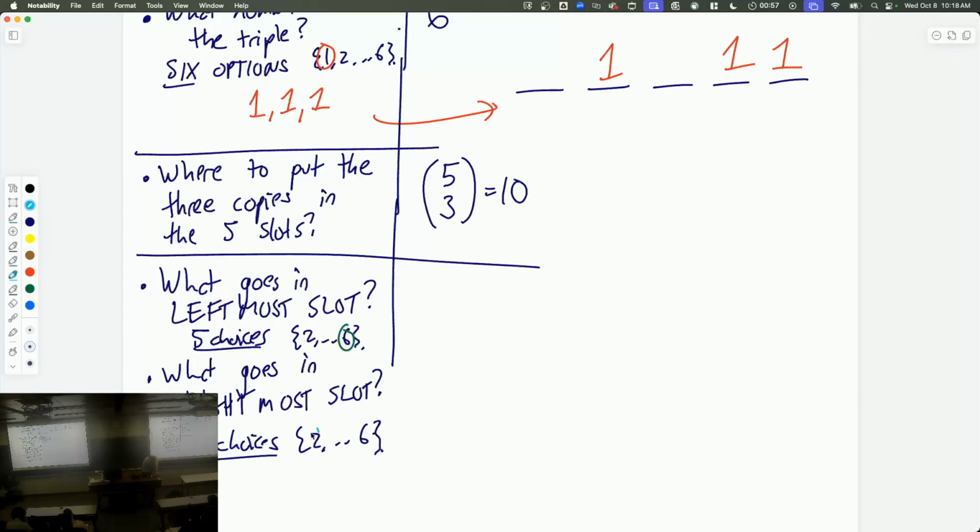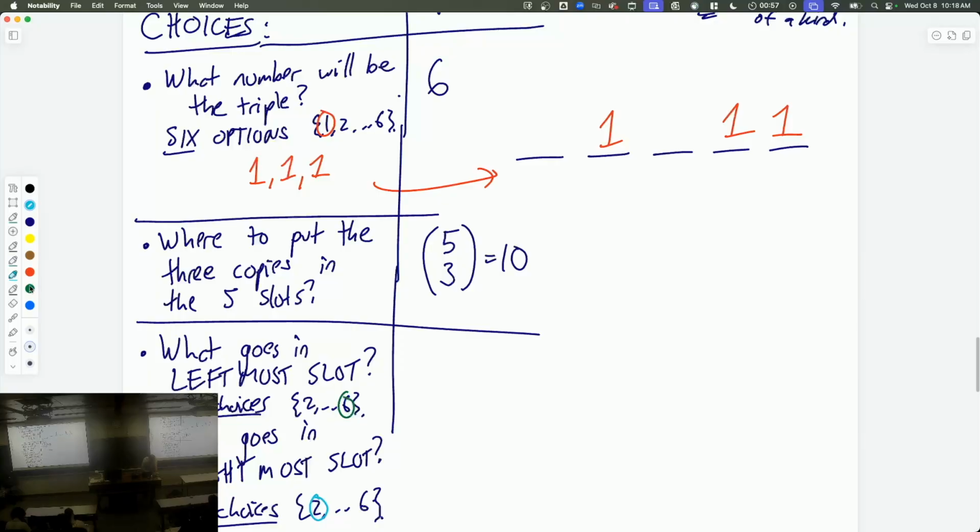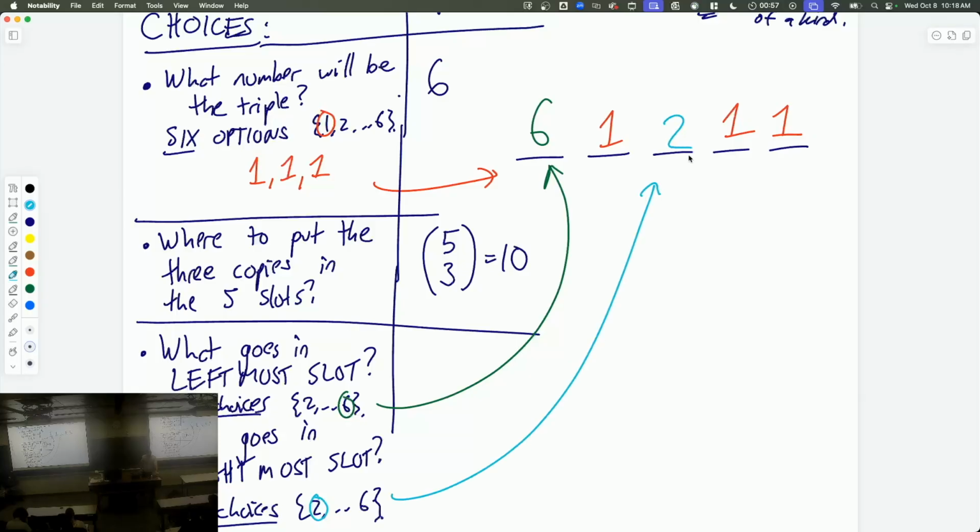So maybe we pick 2 over here, and then we put them in. This one would be 6, and this one would be 2 in my example. They could be any numbers. So that's the sequence 6, 1, 2, 1, 1. That is one of the possible ways it can happen. And if I have accounted for all the ways in my choices, then I will get all the possible things. So there were 6 choices for what is going to be the red number. There were 10 choices for where I put the red numbers. And then there were 5 choices for the green number, and 5 choices for the light blue number.